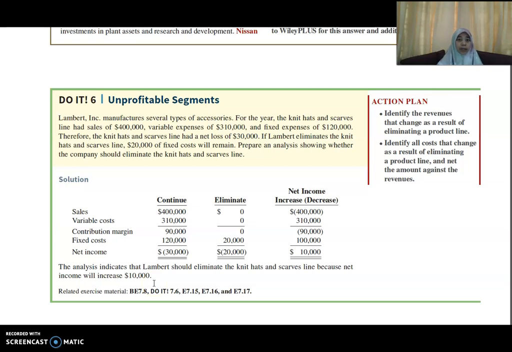Okay, so that's it about the decision on unprofitable segments. You have looked into all five decision-making situations for incremental analysis. Hopefully you have a better understanding of this topic.